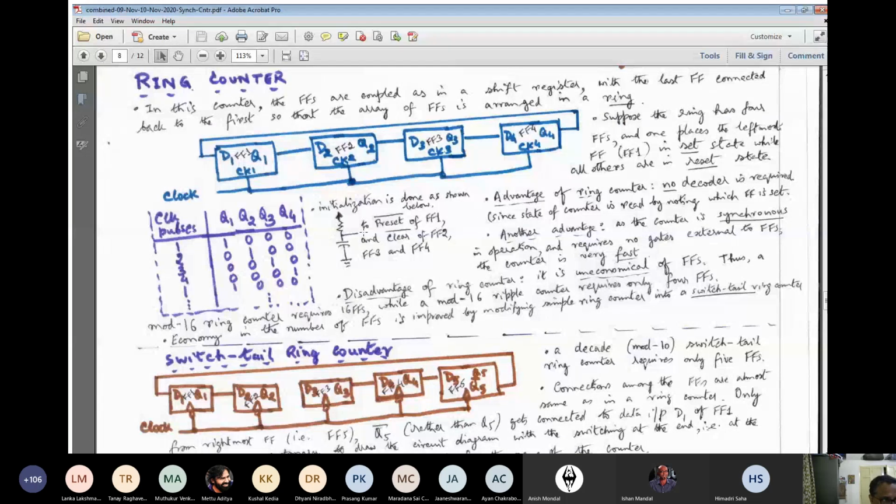Then suppose the initial state is 1 followed by 3 zeros. What we can do is employ a simple RC circuit. The value of the RC circuit should be chosen such that the RC time constant will be much less than the clock on time.